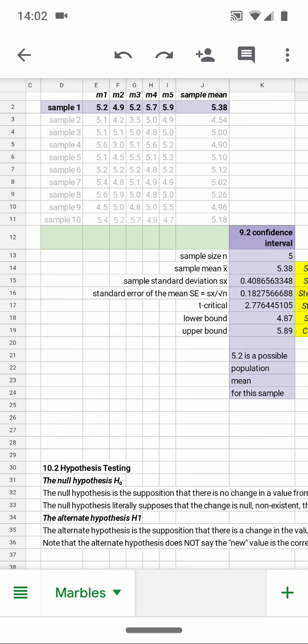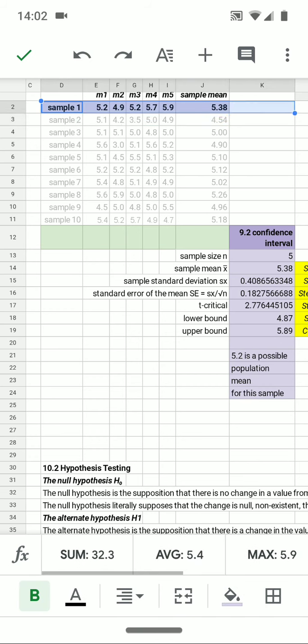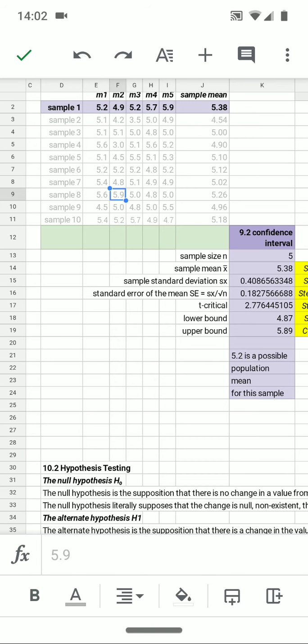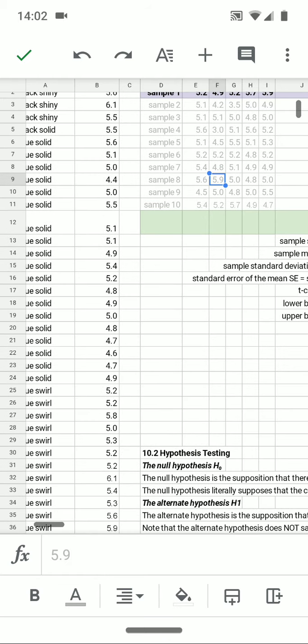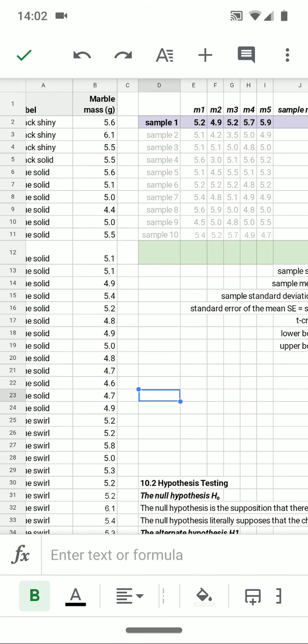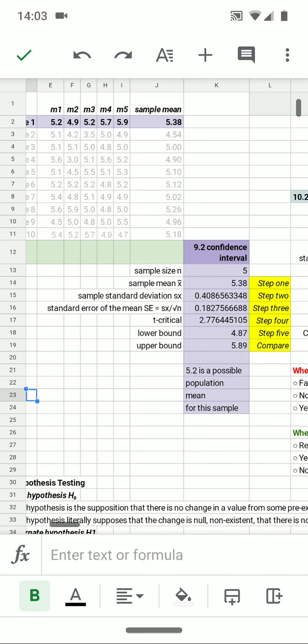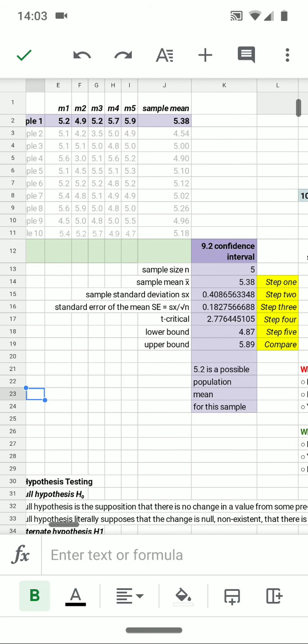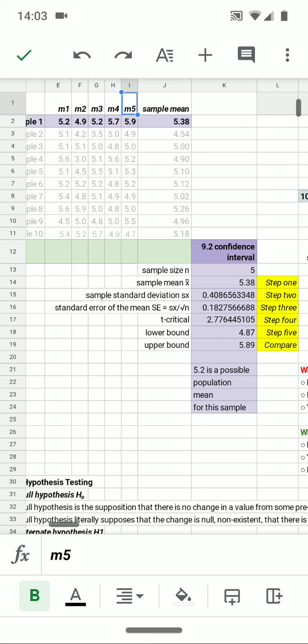9.2 used sample 1 up here, if you can see at the top of your screen, which had a mean of 5.38. 9.2 came from a data set, seen here in column B, that does have a known population mean of 5.2. And so we're working with this as a known existing value. And we ran a confidence interval for those 5 marbles that were pulled from the population.